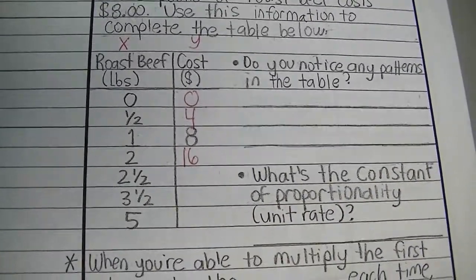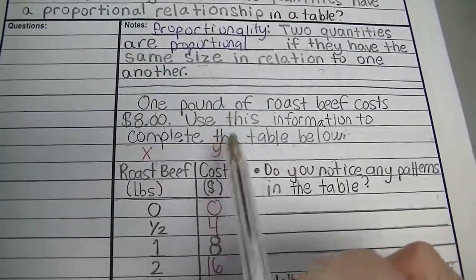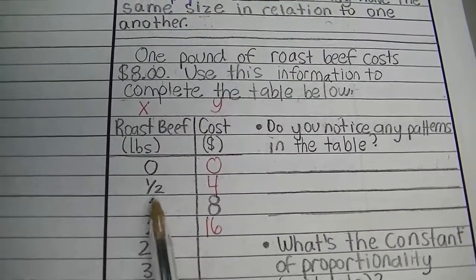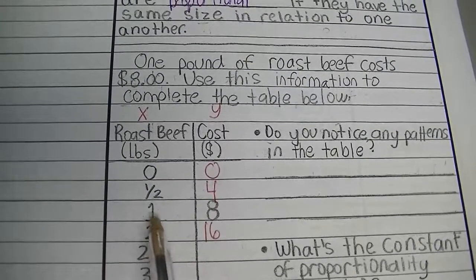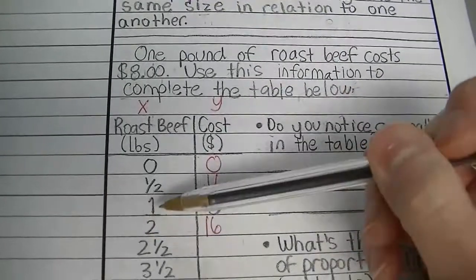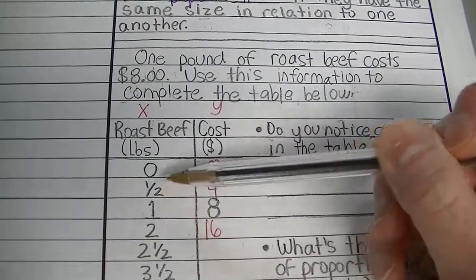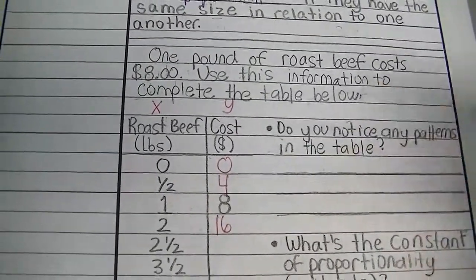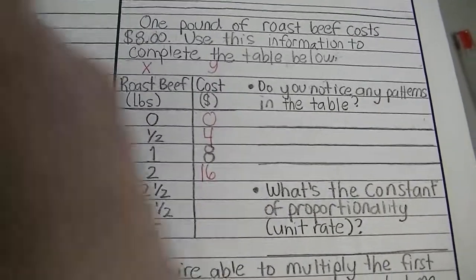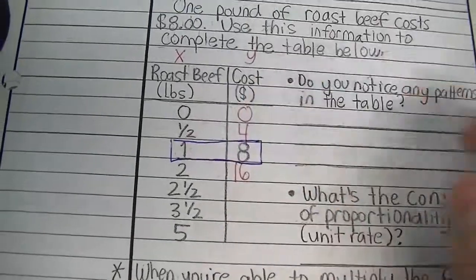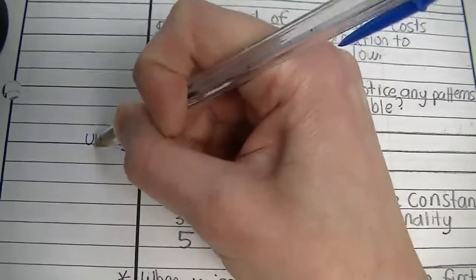So I want you to recognize that this right here is a proportional relationship because they have the same size in relation to one another. So for example, if I doubled this right here, so if I went 1 to 2, I had to double this too, also 8 to 16, okay? If I cut this 1 in half to get half, I would also have to cut this 8 in half to get 4, all right? So I know right there that that's the unit rate. That relationship shows the unit rate.